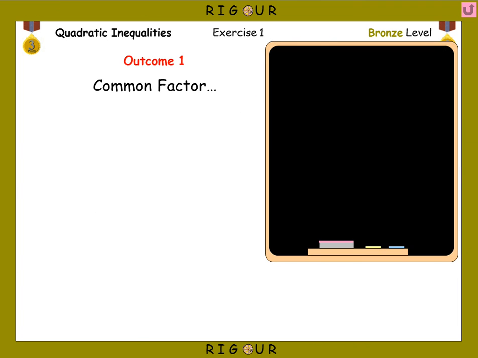So common factor first, and from National 5 we should know how to solve quadratic equations, so we're building that in Higher by solving quadratic inequalities. So we have to solve x squared minus 4x is less than 0. This is a 2 key step problem, and first of all we're going to find the roots. From National 5, to find the roots of a quadratic we set it equal to 0 and factorise.